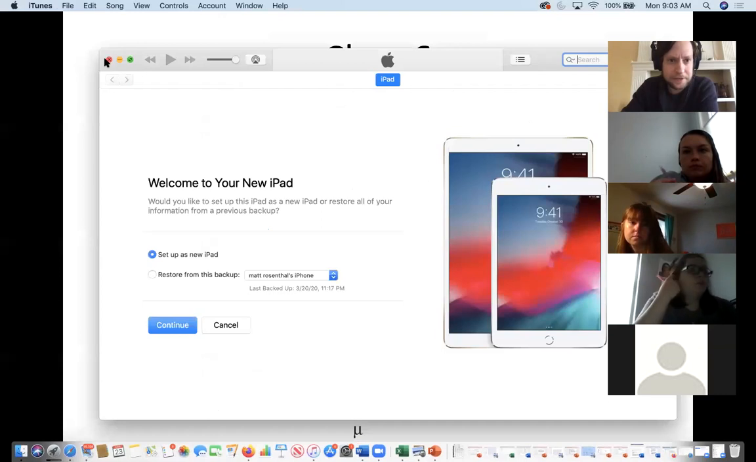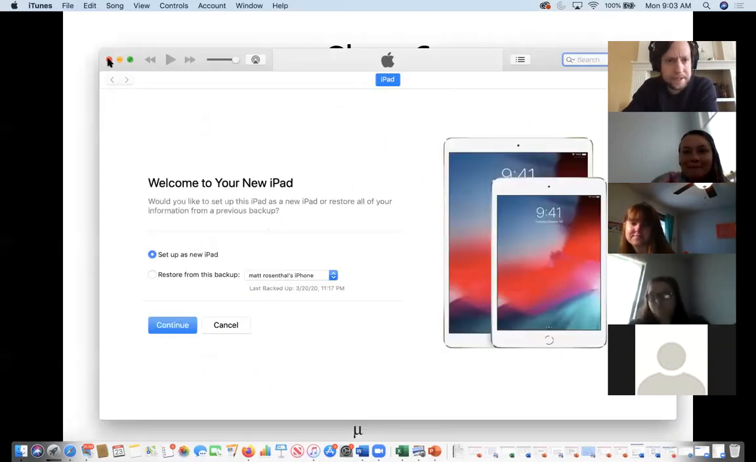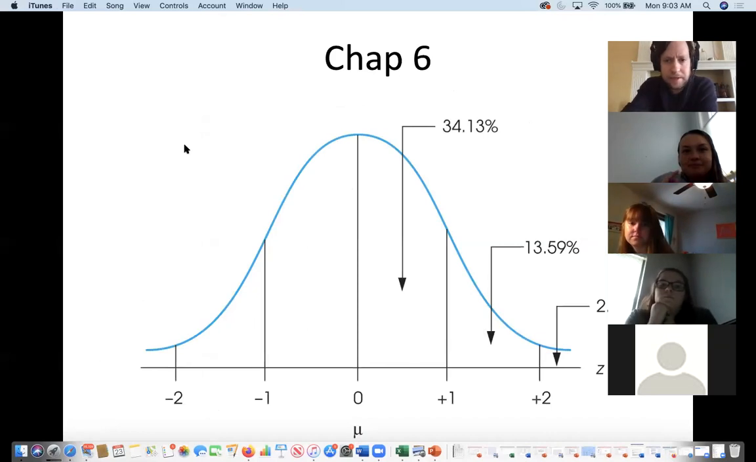Okay, so now we have this thing right here. Does anyone remember the name of this curve that's shown right on the screen right now? Anyone remember the name of that curve? The normal distribution or the normal curve? We have talked about this previously, right? This is something we've seen before, the normal curve, normal distribution.